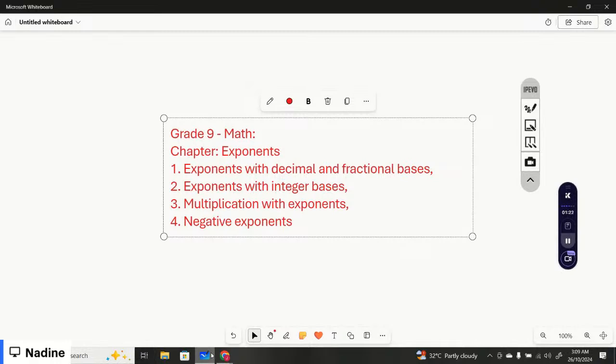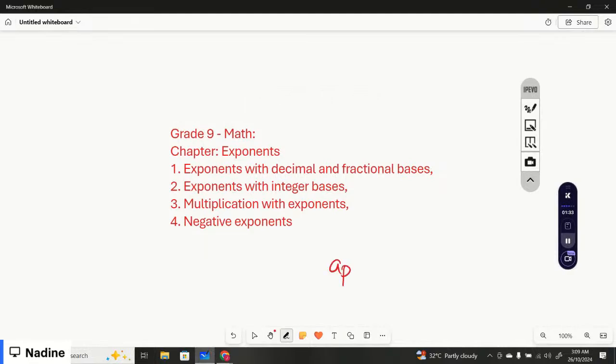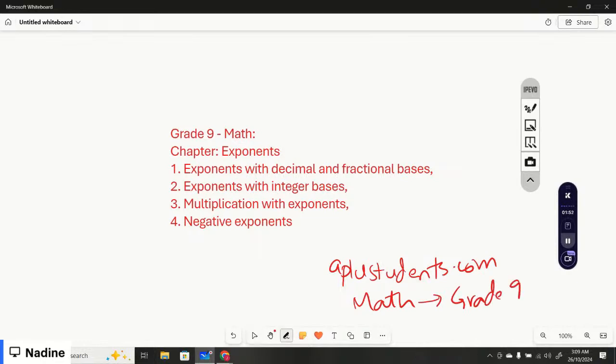We are here for grade 9 math. You can find all the lessons on aplusstudents.com. You have to log in there using your email address and password as provided by the administrator. Then you have to select math from the subject tab, scroll down to grade 9 math, and then click on the lessons.